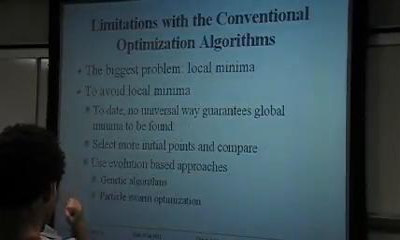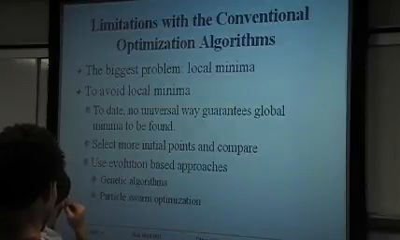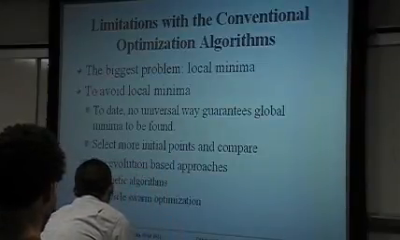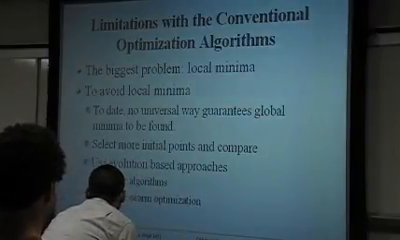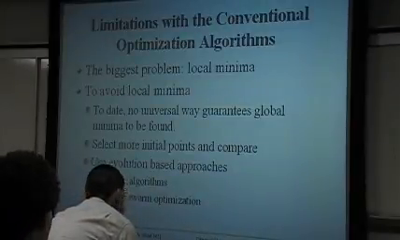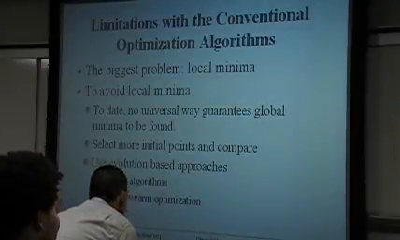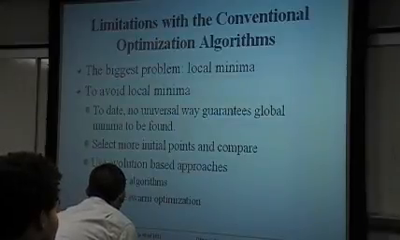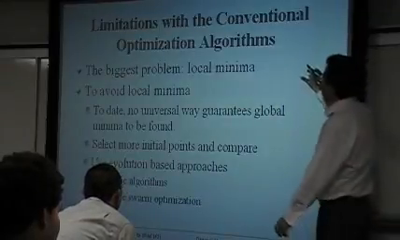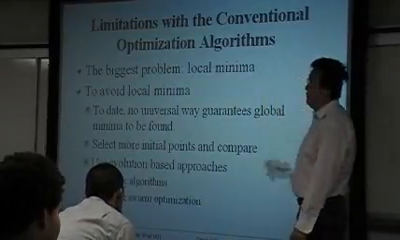So any problems on this part? So now let's summarize the minimization problems. There are certain limitations in conventional, the previous, I called it conventional optimization problems. The biggest problem now is we call it a local minimum.